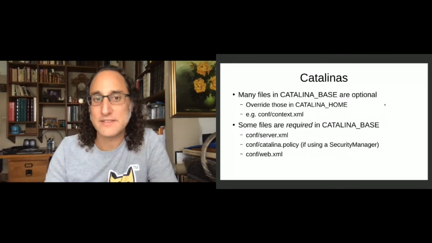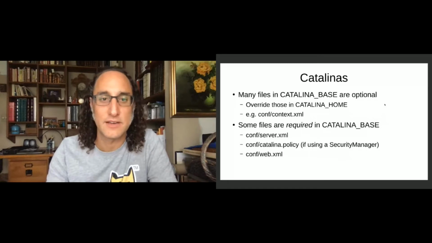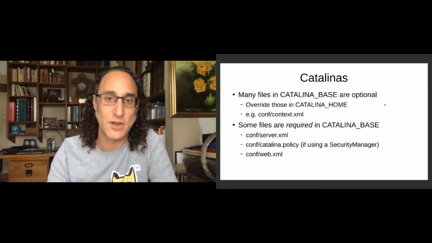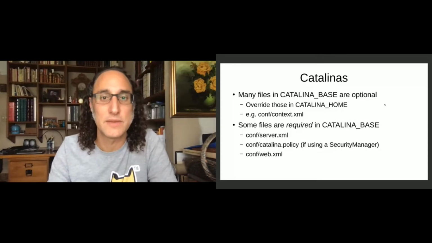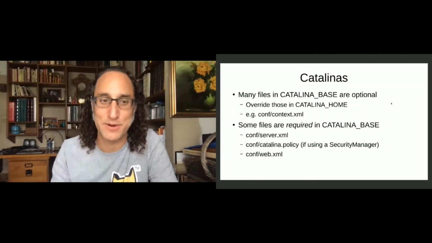The CATALINA_BASE that I use for my applications does not include a context.xml file. But all my applications have their own context XML files. So I'm not sure if I'm getting away with it because I don't need a default, or if the default doesn't exist, and actually it's always loaded. It always needs to be in CATALINA_BASE. So I'm sure we'll get that cleared up pretty soon.